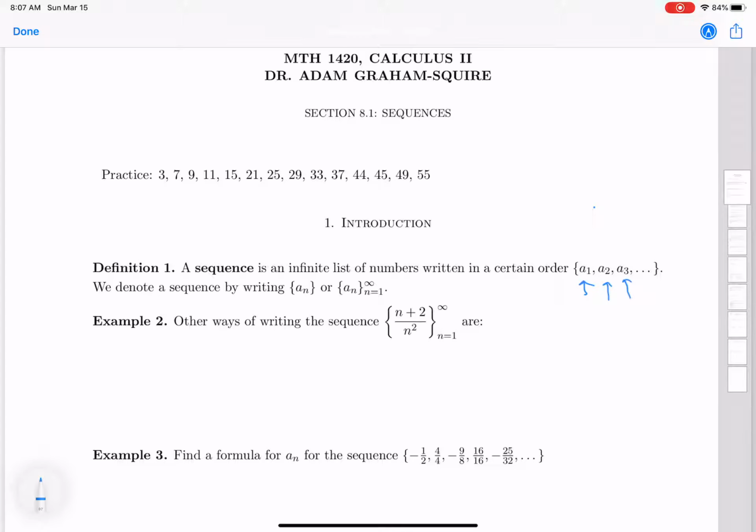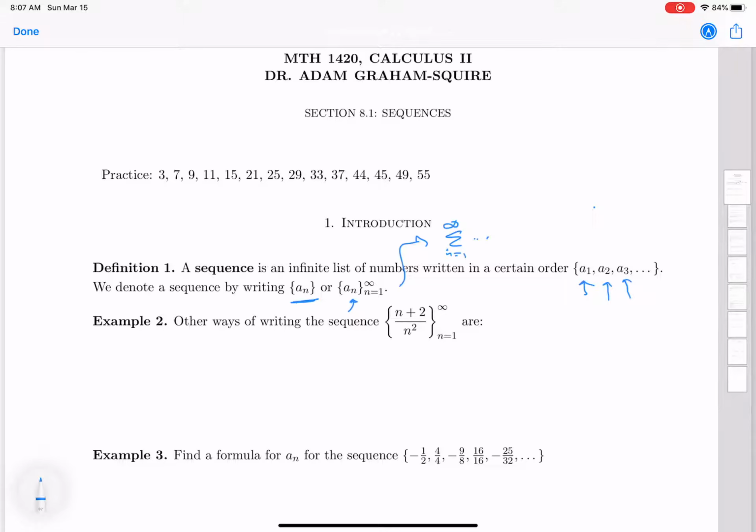And we denote a sequence like this with these curly brackets, and we write a sub n, meaning the n can change from 1, 2, 3. And we also write it with this infinity on top and n equals 1 on the bottom. And this should be reminiscent of what we've seen with summations, like the sum from n equals 1 to infinity of something like that. That's what this notation should remind you of.